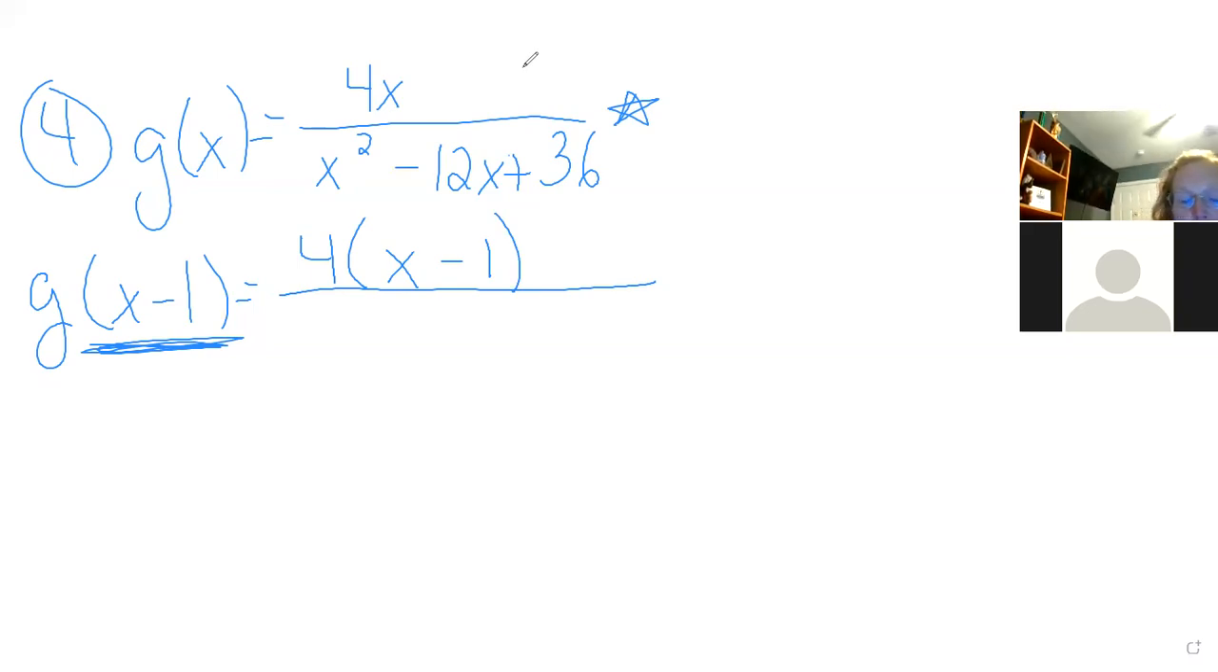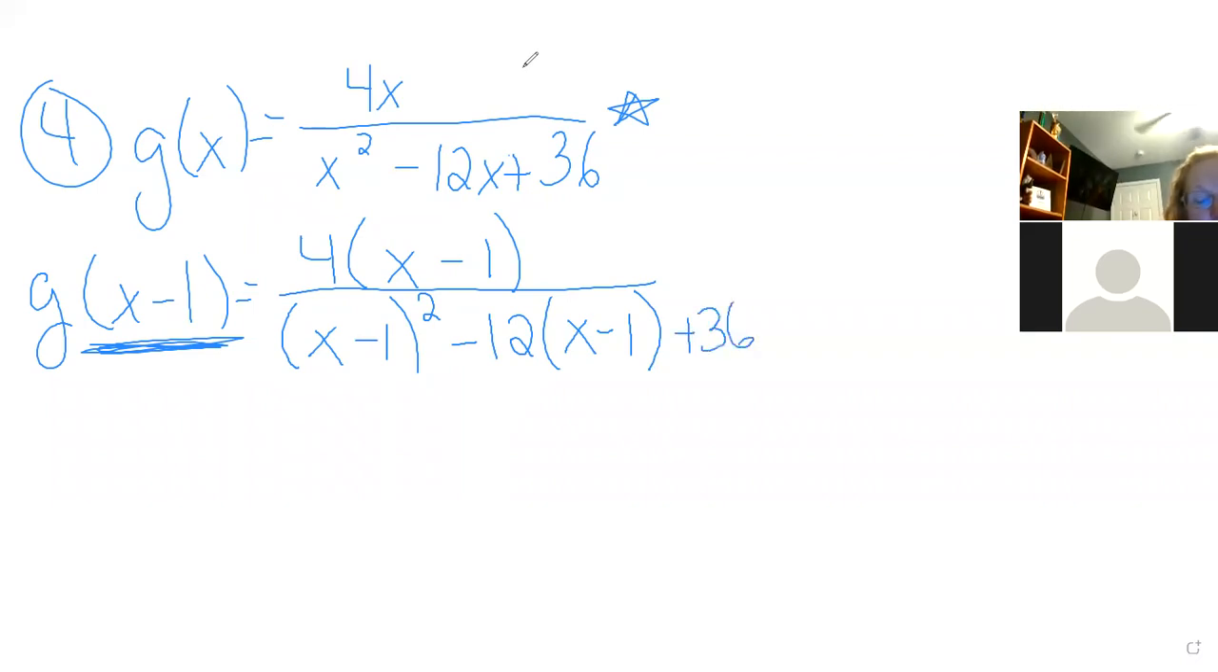So now we're going to move down to the bottom, or to the denominator. And the first thing that I see there is an x. So once again, I'm going to put an x minus 1, but then I have to remember that that is squared. And then minus 12, and then we see an x. So once again, we're going to put an x minus 1. And then we see 36. And I did not quite make my fraction bar long enough. There we go. Okay, so that's the plug-in part.